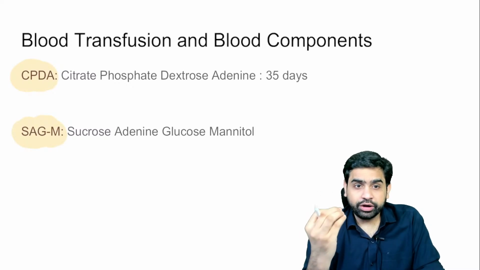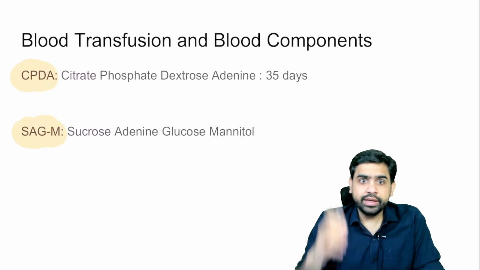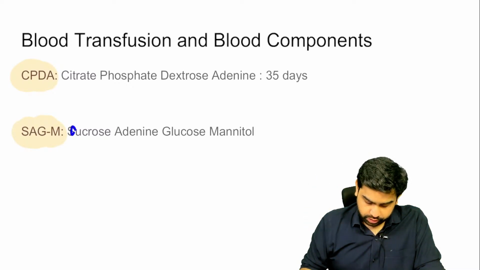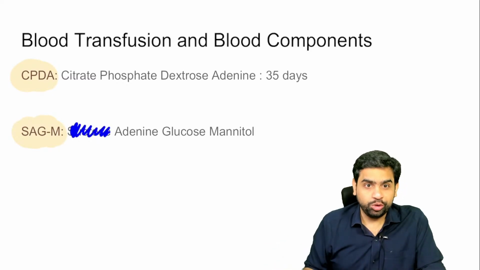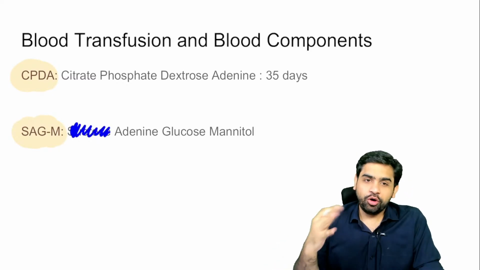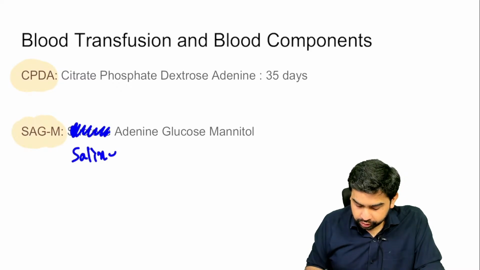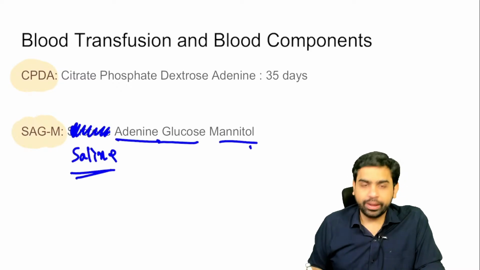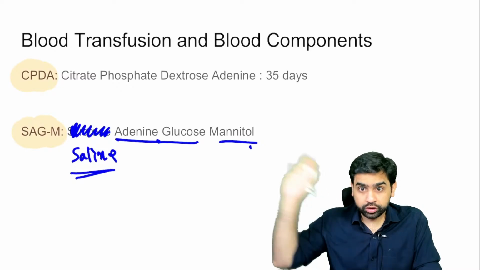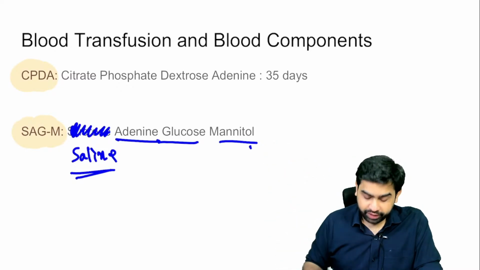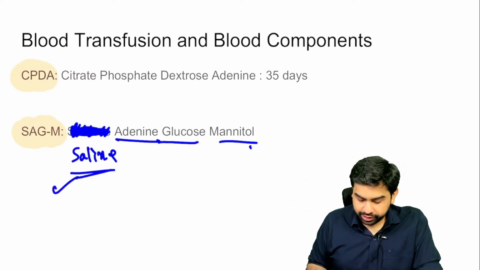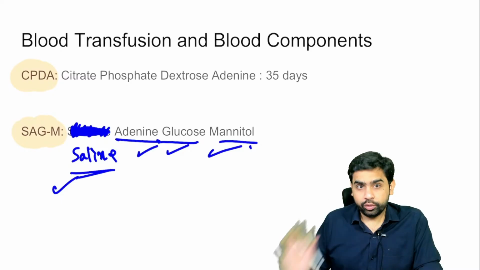Now here, please try to understand, S is not sucrose. I'm really sorry, on the slide it is written wrong. S stands for saline, guys. Then adenine, glucose, mannitol. On the slide by mistake there was sucrose, but I hope you've understood. SAGM is basically saline, adenine, glucose, and mannitol. So please understand this.